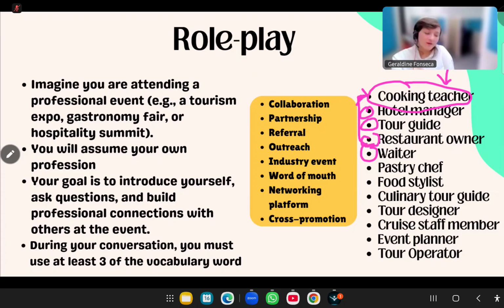Your time in this moment is to prepare your elevator pitch and think of possible questions to interact with the others and get some contacts or spaces for future partnerships. Alrighty, that's it. So guys, I'm going to give you 6 minutes to prepare and then we join breakout rooms. Are there any questions?